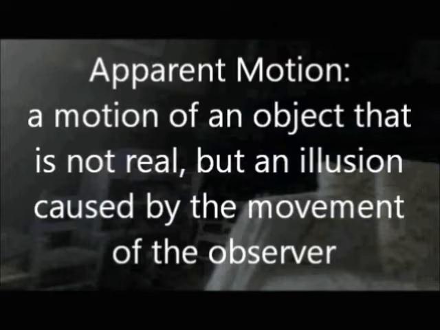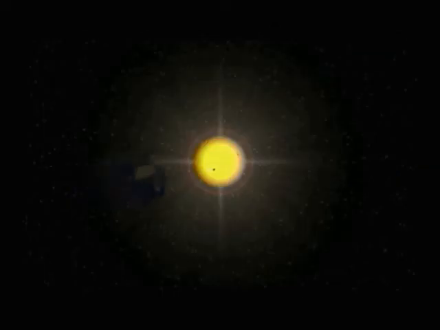Apparent motion is a motion of an object that is not real, but an illusion caused by the movement of the observer. As we've already discussed, the Earth is constantly moving. We are rotating around our own axis at the same time that we are revolving around the sun. This constant movement creates the illusion of what we call apparent motion of celestial objects.